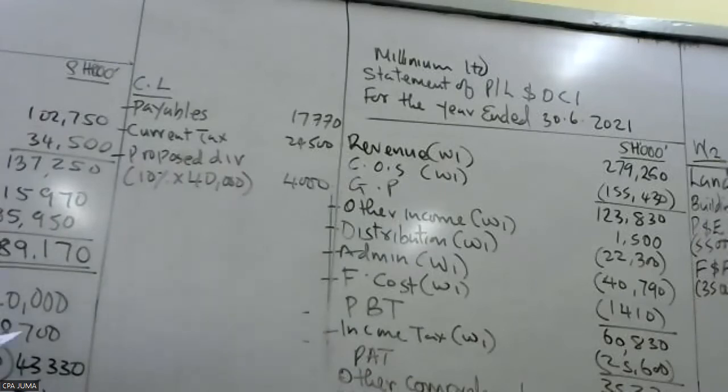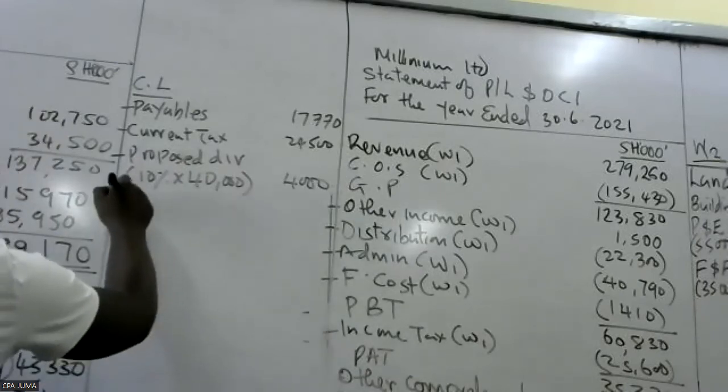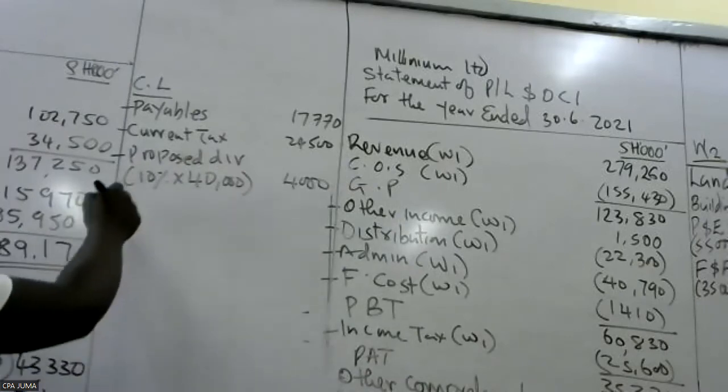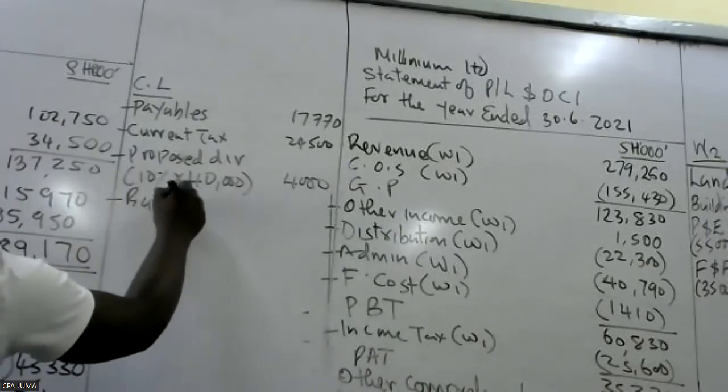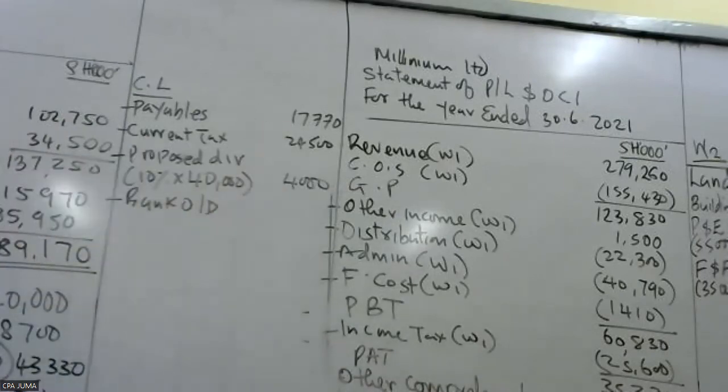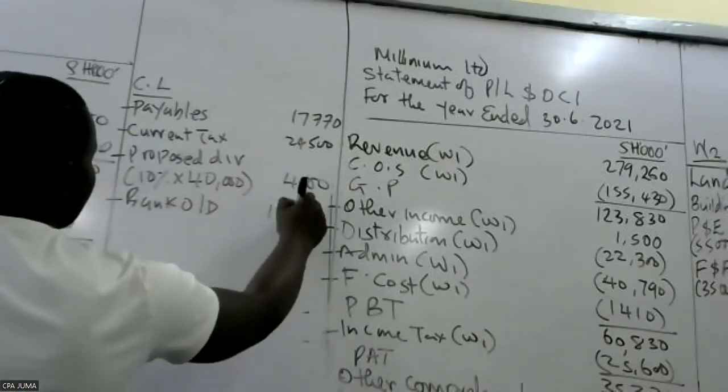Then, what does it equal? Bank overdraft, the negative bank balance. So bank overdraft, the bank balance was that side. 10,740.